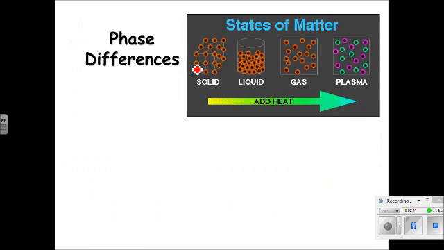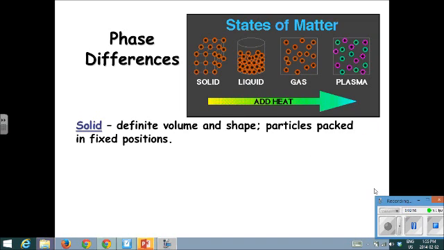To turn a solid into a liquid or a gas, you have to add heat. What happens is you actually break a special type of bond that holds these atoms together. As they break apart, they move farther and farther apart. Solids have a definite volume and shape. Particles are packed in fixed positions.